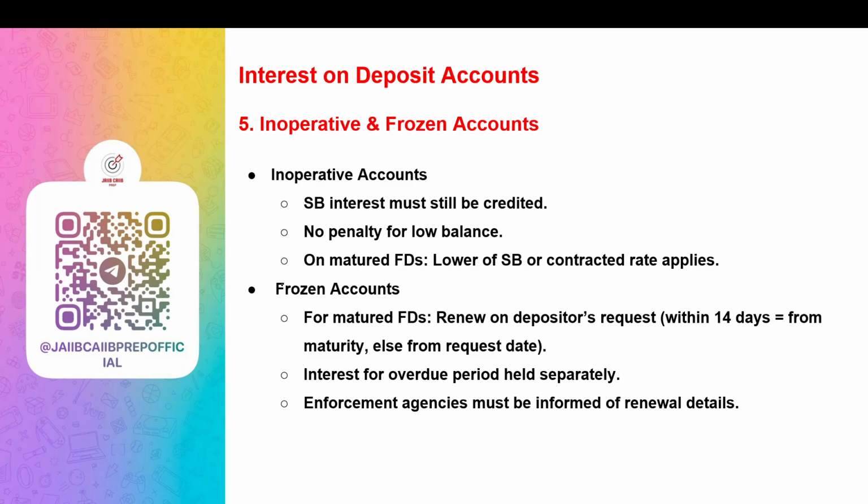And if an FD matures and is not claimed, the interest paid will be the lower of the original FD rate or the current savings bank rate. For example, if the FD matures at 6.5% and the savings bank rate is 3%, the bank will pay 3% until it is claimed.